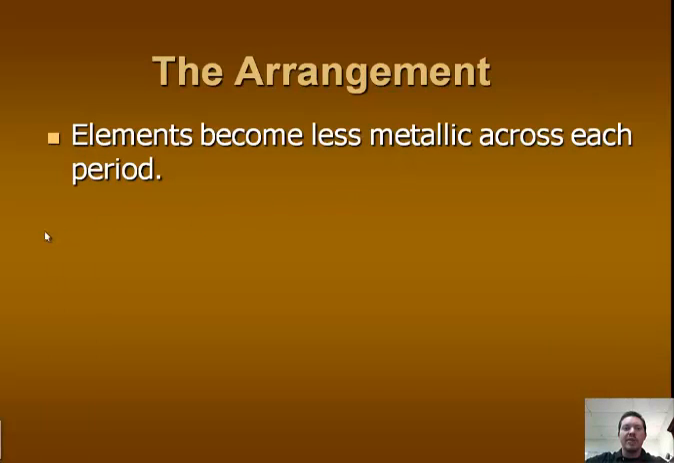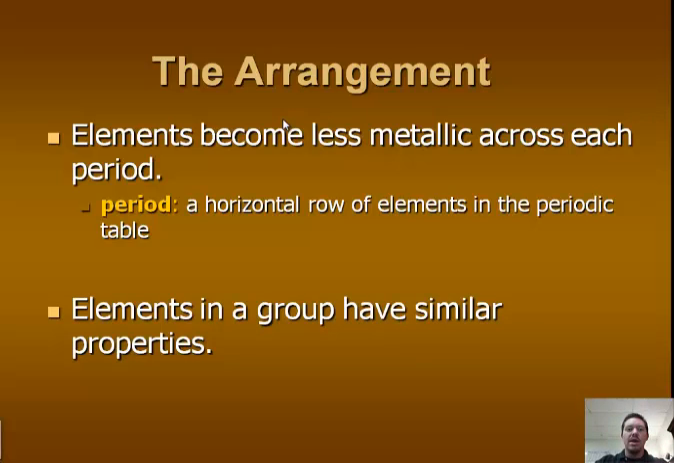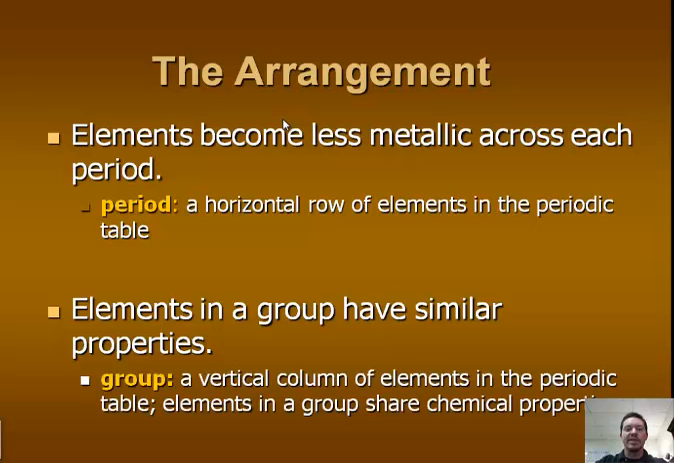As we move across the periodic table from left to right, the elements become less metallic, so they become less metal-like. As we move across the periodic table from left to right, we refer to this as a period. So this is the horizontal row of elements in the periodic table. And then elements in a group have similar properties, and a group is typically a vertical column, an up and down column of elements, and they share similar properties as well as the same number of valence electrons, and we'll get to valence electrons shortly.